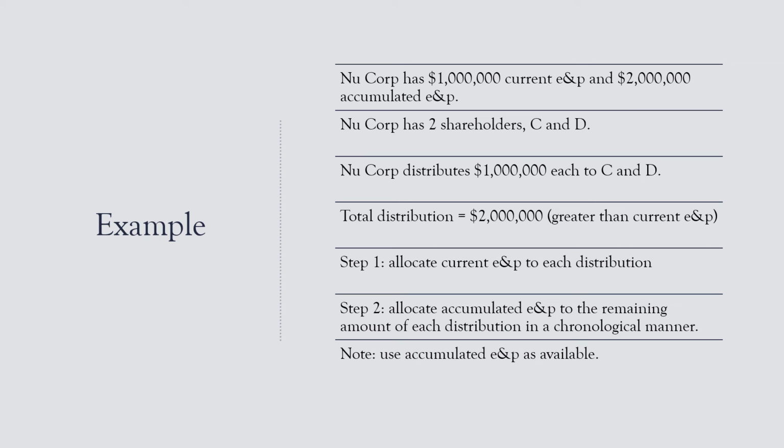So C has 500,000 left out of the distribution. You just deduct that from the accumulated earnings and profits. That's 2 million minus 500,000. So the accumulated earnings and profits will now be 1,500,000. Then for D, the remaining 500,000 of the distribution is subtracted from the 1,500,000. So we are now left with 1 million accumulated earnings and profits.